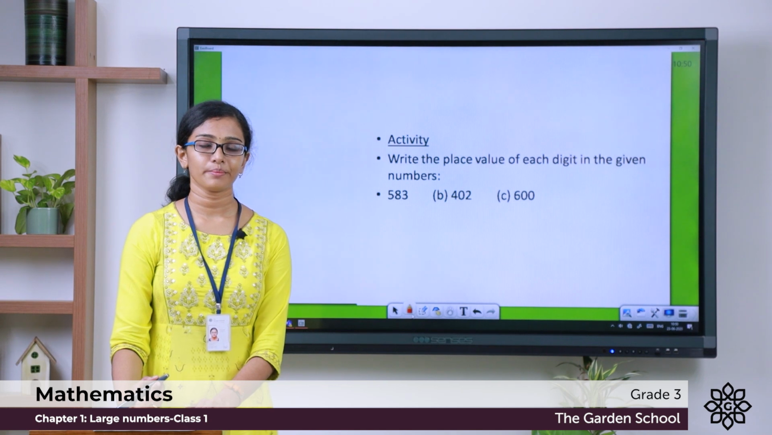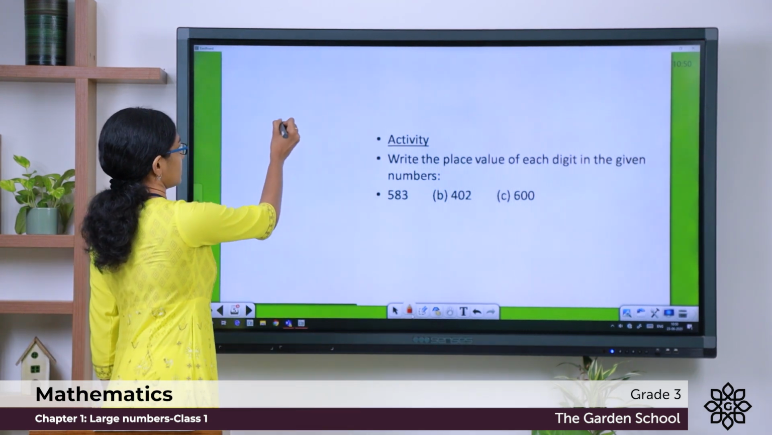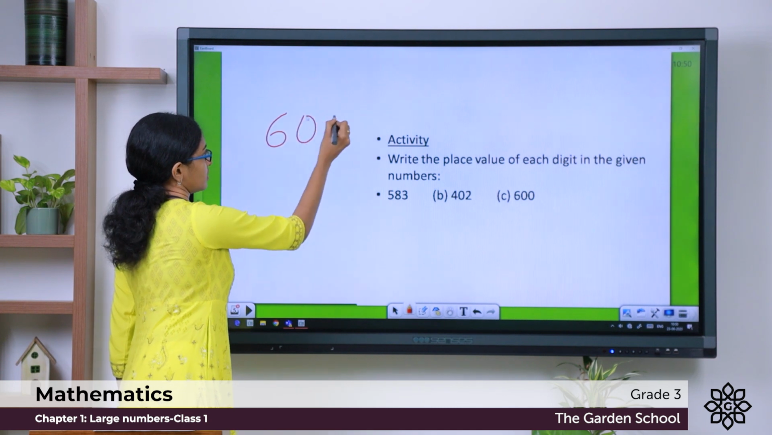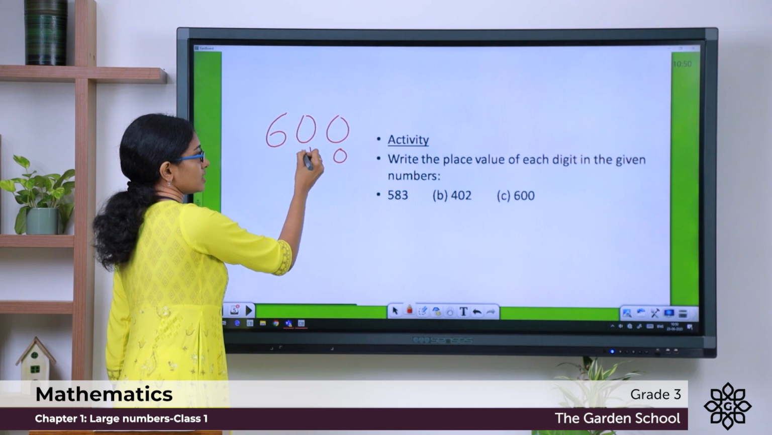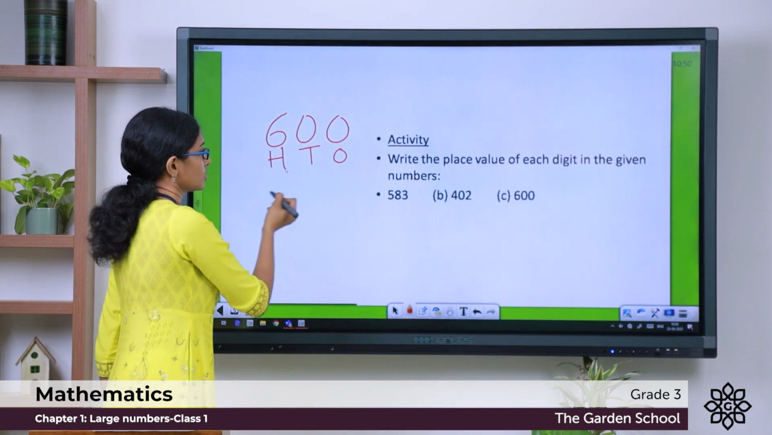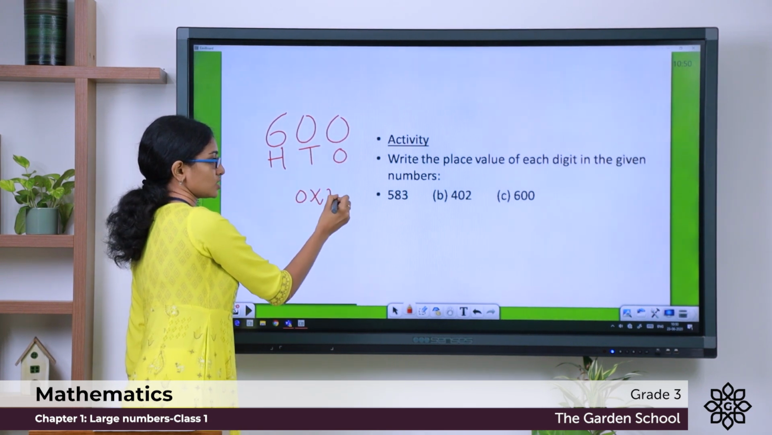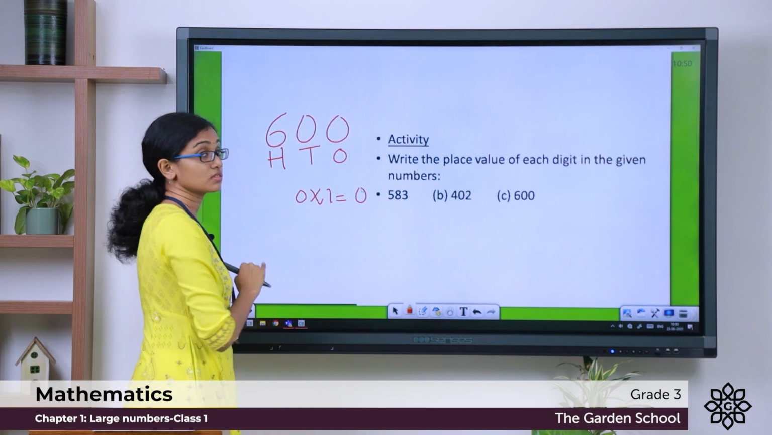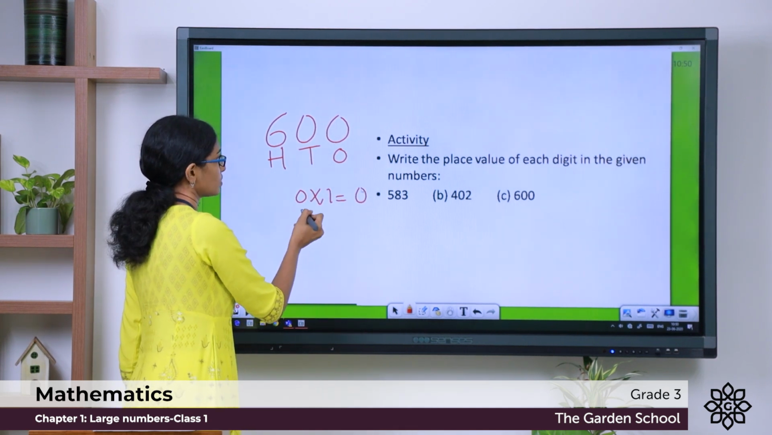Now let's see the third number. It is 600. Let's see the place values. 600 has 0 in ones place, tens place, and in hundreds place we have 6. So the place value of 0 in the ones place is 0 ones. 0 into 1 equal to 0. Any number into 0 equals 0. So 0 ones are 0.